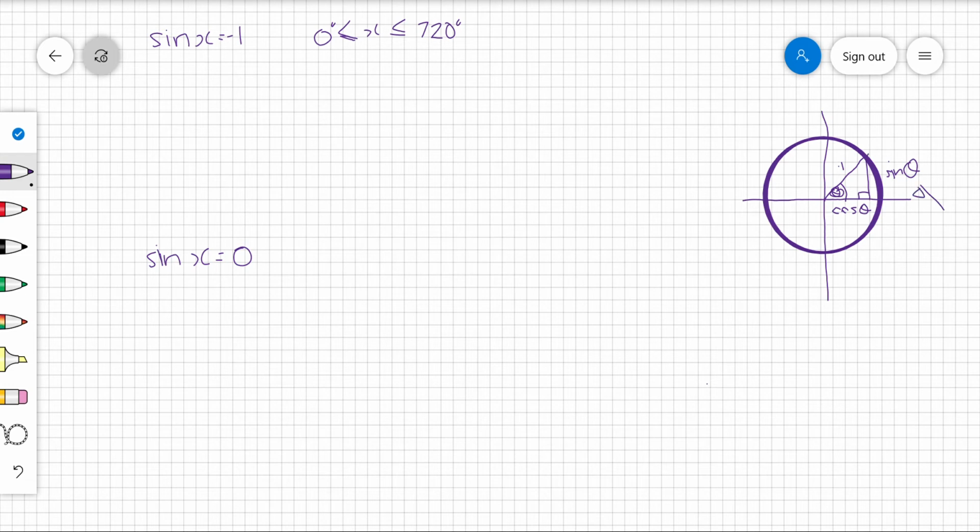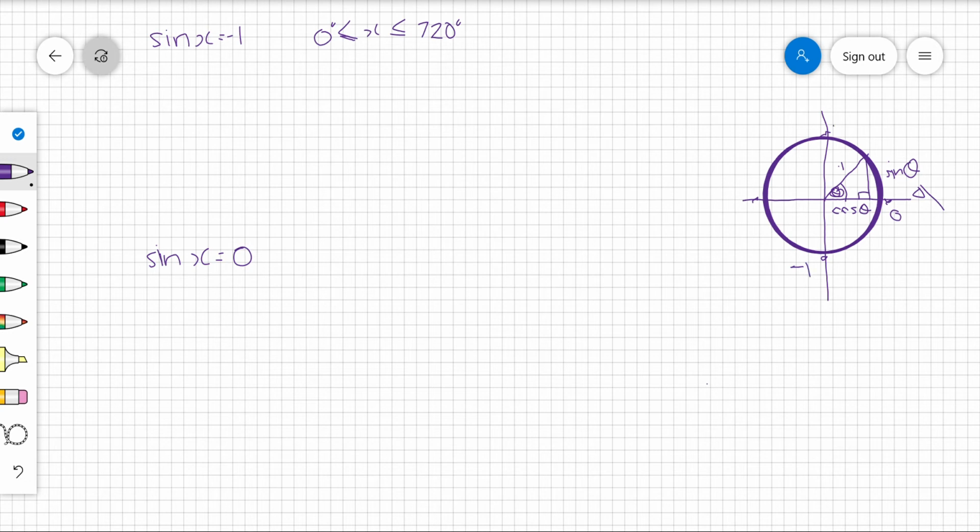So for example, if the angle is 0, we're over here, and the height is 0. So sine 0 would be 0 here. If we're up here at 90, the height is 1, so our sine theta would be 1, or sine 90 would be 1. Over here we're at 180 degrees, so sine of 180 is 0. And down here at 270, sine of 270, the height of that is -1.